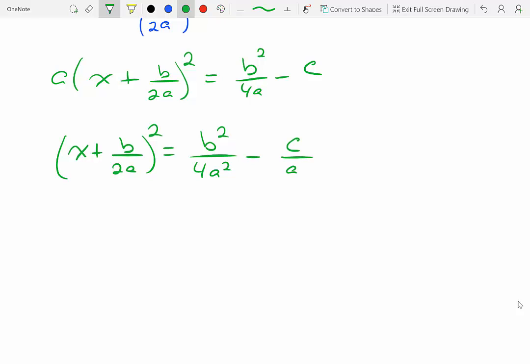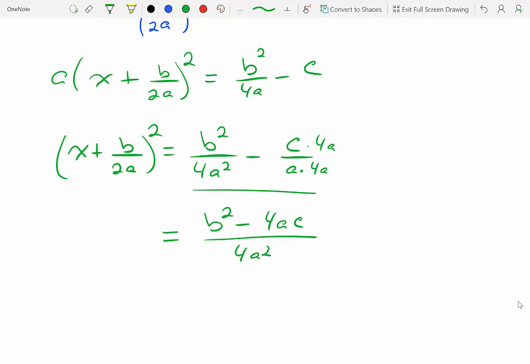And I'd like to take this that's on the right side of the equation and make it into one term. So I need to multiply the bottom of this by 4 times a, so I'll multiply the top by 4 times a. And then that on the right side will give me b squared minus 4ac, all divided by 4a squared. And if you are familiar with the quadratic formula, you should begin to see it taking shape here. So x plus b over 2a, squared.